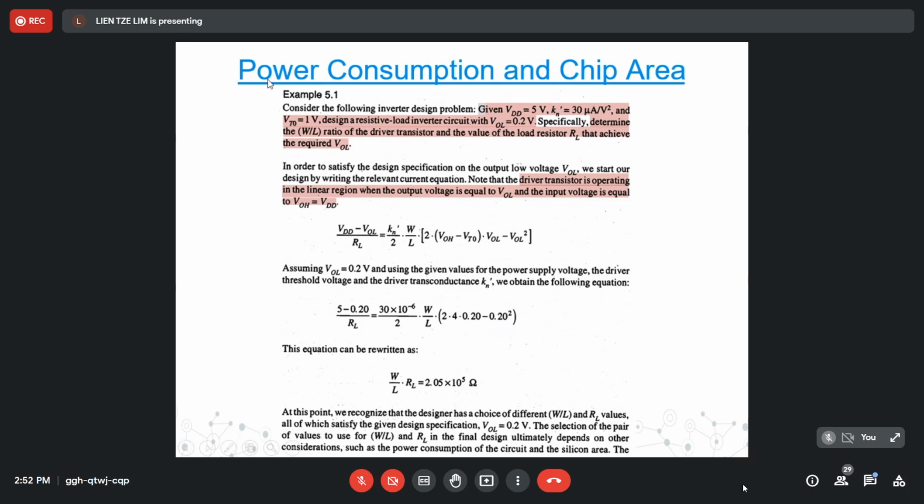Consider the following inverter design problem. Given VDD equals 5 volts, Kn prime equals 30 microamperes per volt squared, and VTO is 1 volt, design a resistive load inverter circuit with VOL equals 0.2 volt. Specifically, determine the width over length ratio of the driver transistor and the value of the load resistor RL that achieve the required Vout.